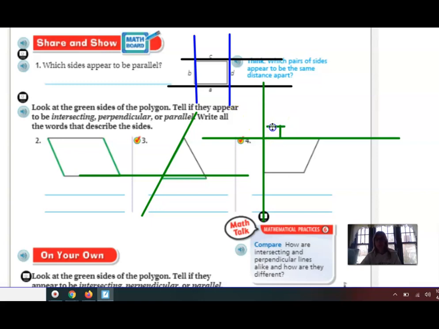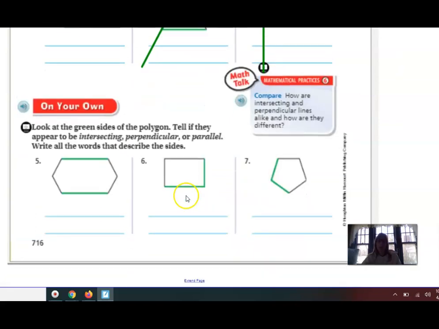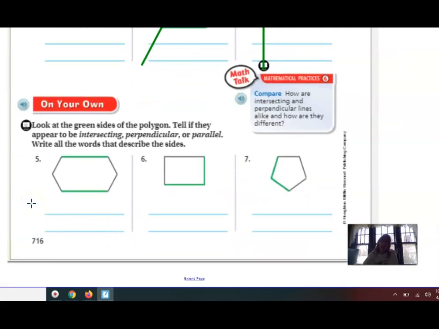Just kind of move that over for you. And you can see that that would be perpendicular because it forms a 90-degree angle. Okay? All right, so let's move down to number 5, and it says on your own, look at the green sides of the polygon. Tell if they appear to be intersecting, perpendicular, or parallel. Write all the words that describe the sides.